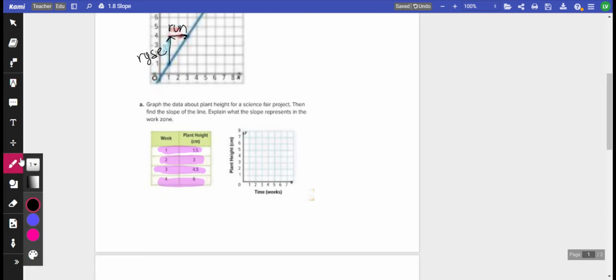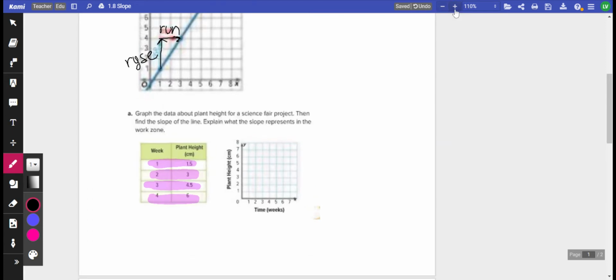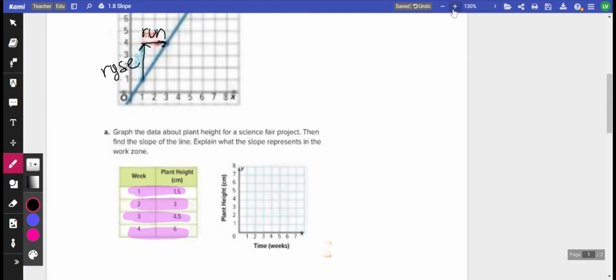Sometimes I find it easier to start off with graphing ones that are whole numbers or integers, and other times it doesn't make a difference. So I'll start with (1, 1.5). I start at 0, 0. I go to the right 1, I go up to 1.5. So that's halfway between 1 and 2 vertically.